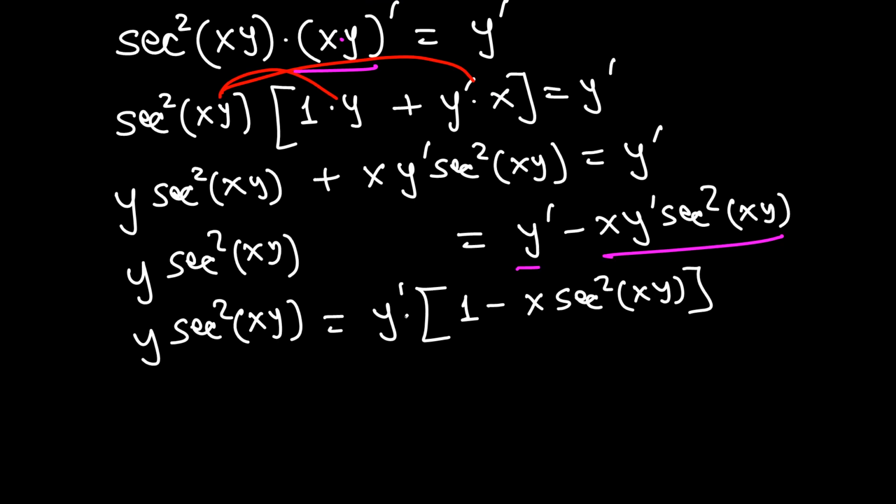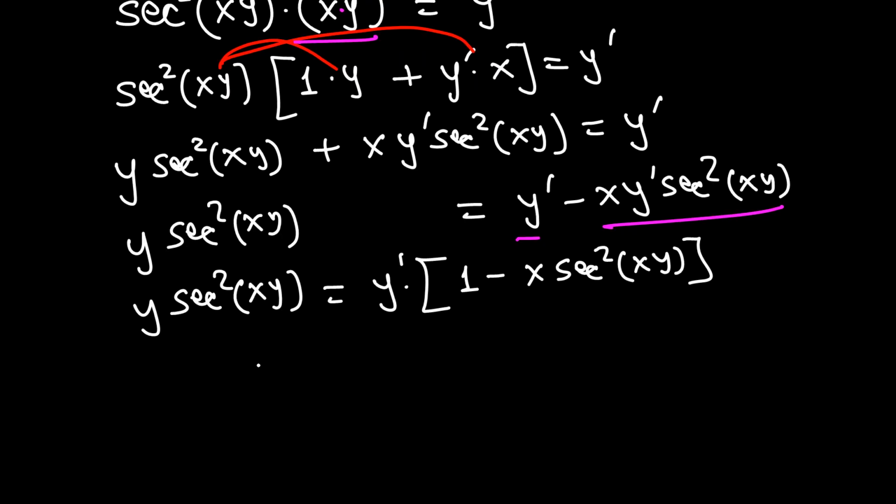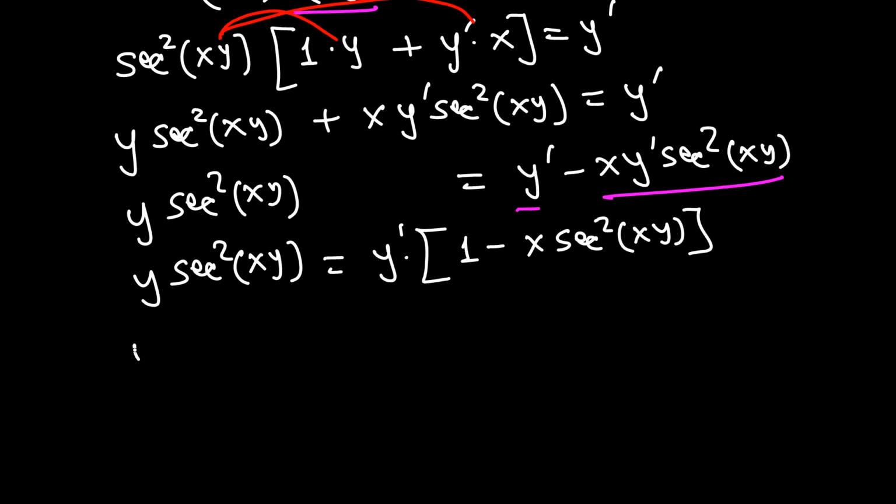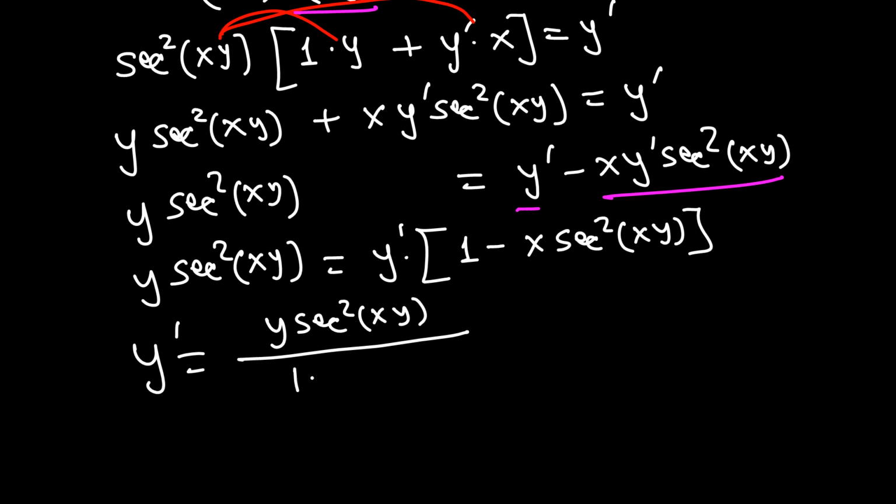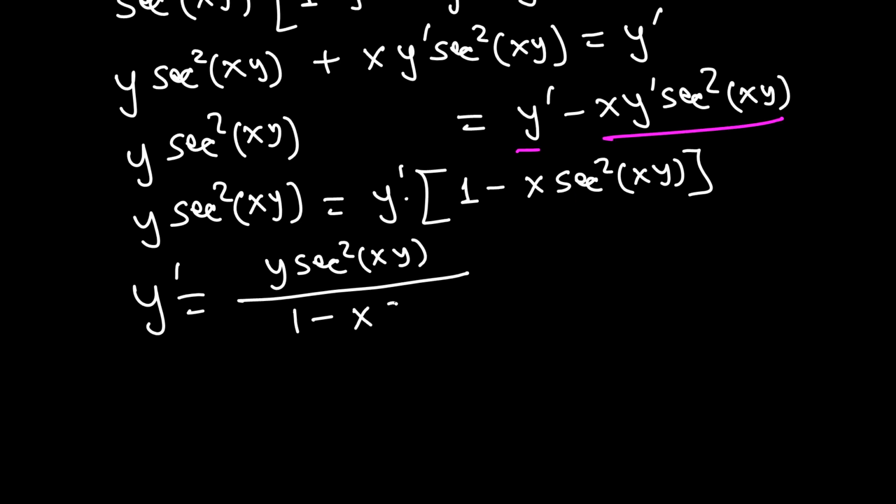Now we can isolate y prime, so all we have to do is divide both sides by this. So y prime equals y secant square xy over this quantity, 1 minus x secant square xy. Do not cancel anything. This is derivative of the curve, derivative of y at any x value. This is the slope of tangent line at any point xy.